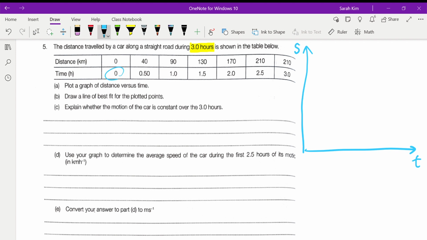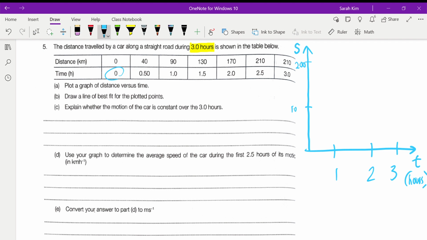Right, so I'm going to start with my time. I've got 0 to 3, so I'm just going to go 1, 2, 3. It's in hours. Alright, distance is in kilometers and it goes up to 210. So maybe I'll just redraw this quickly. Alright, so I'll start with maybe 200 here.